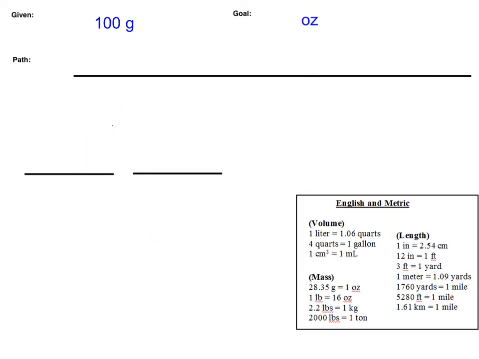All right, let's just keep the fun train rolling here, and we see that we're going to convert 100 grams, and we need to know how many ounces that is. In this case, grams are a metric unit, ounces are an English unit, so we need to look at our new best friend, and we see that 28.35 grams is equal to 1 ounce. Well, in that case, that means that we have a path to go straight from grams into ounces.